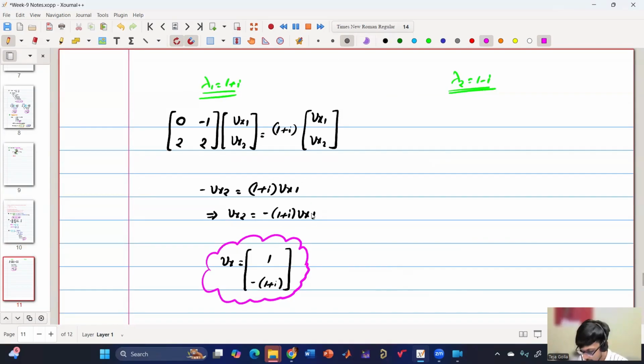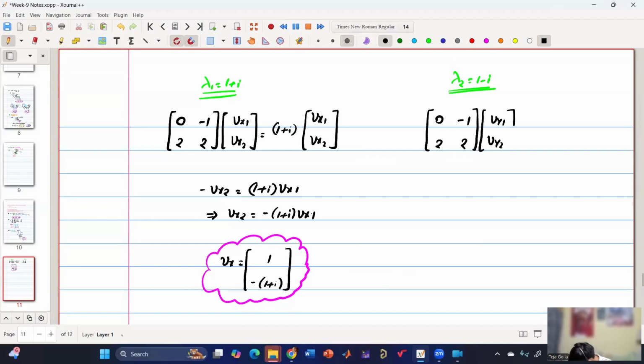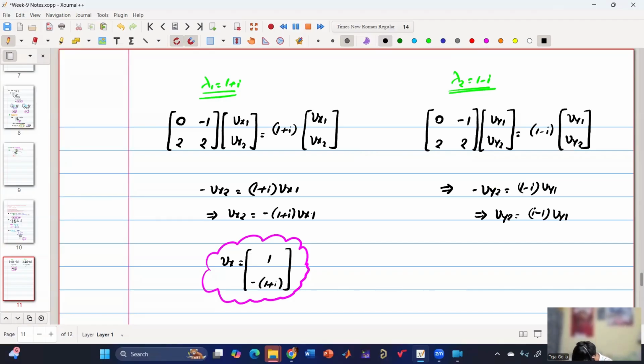Similarly, for 1 minus i, I'll have 0, minus 1, 2, 2, times Vy1, Vy2, equal to (1 minus i) times Vy1, Vy2. If we equate, I'll get minus Vy2 equal to (1 minus i) Vy1, or Vy2 is (i minus 1) Vy1. If we take Vy1 as 1, this will be i minus 1. So this is my other vector for this eigenvalue.